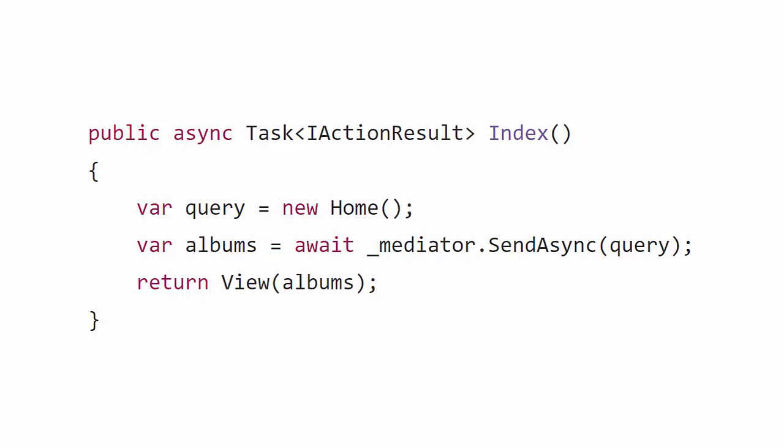And now that we have our list of albums, we can use our wonderful Razor view, pass the albums to it and have it return that rendered view. So again, we're just using MVC to render the view. The rest of it, we're just using Mediator to send a request off to our handler to get our list of albums.